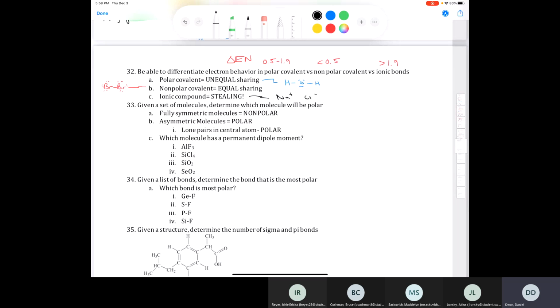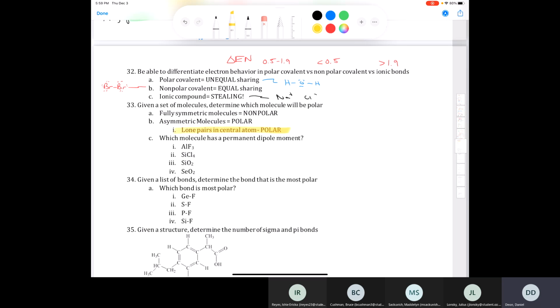Okay, number 33. Given a set of molecules, determine which molecule will be polar. And these are just some rules here. One of the quick and dirty rules, if you ever get confused or lost or you run out of time on an exam, this is a great rule. If you have lone pairs on the central atom, not always, right? This is not 100% true, okay? It says lone pairs on the central atom means that it's polar. There are very few exceptions to that, though. We don't look at a ton of exceptions to that.